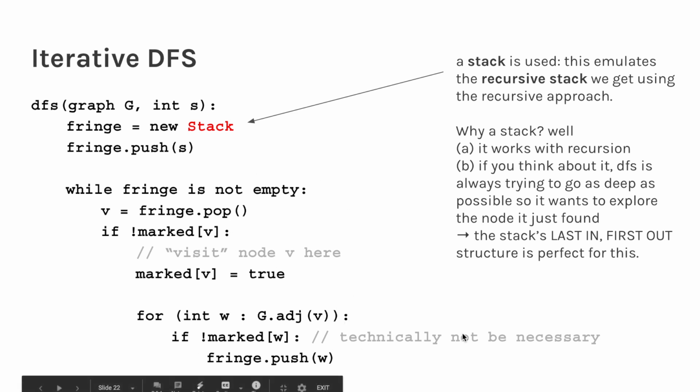This line here, I commented, technically might not be necessary. This depends slightly on where you, quote, visit the node. If you visit the node here where I put the comment, then it's not necessary, because even if you add nodes to the fringe that have been marked, you're not going to visit them because they're not going to satisfy this if condition here. But it is better to keep it because there's no need to have visited nodes on our stack, since you're not going to visit them anyway. So it makes it a little bit faster to just have that check there.